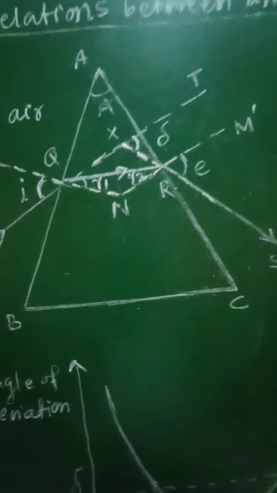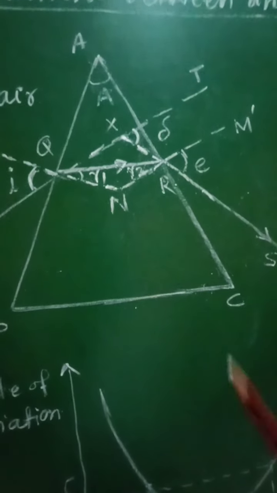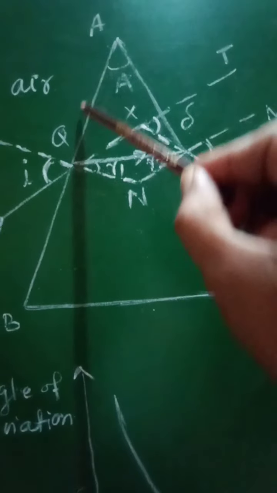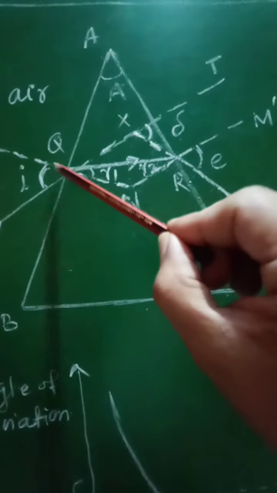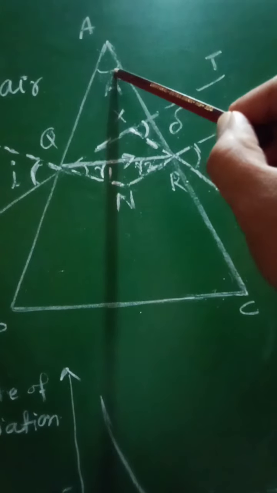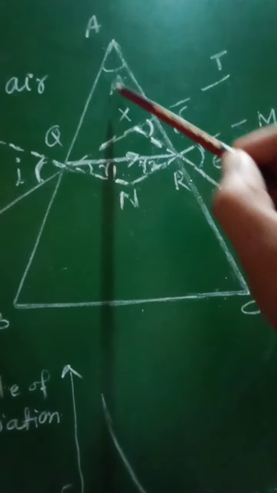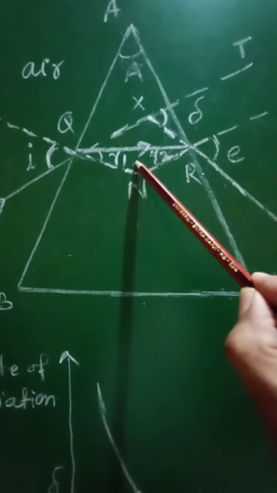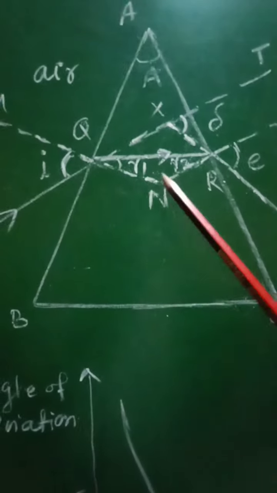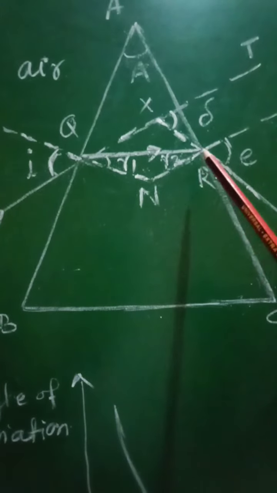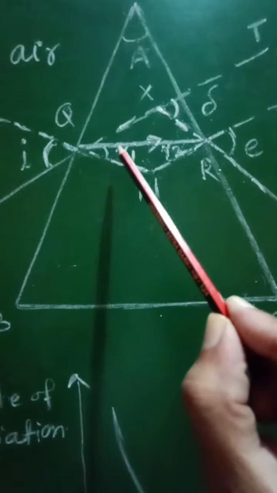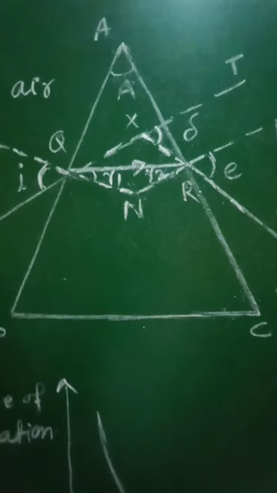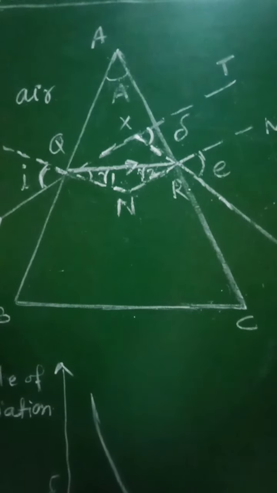Now if you consider the geometry of this figure, then quadrilateral AQNR is there. From this quadrilateral AQNR, A and this N, these two angles are opposite, and therefore the sum of their measures will be equal to 180 degree. Similarly, if you consider triangle QNR, then it is having three angles R1, R2 and QNR. Again, the sum of the measures will be equal to 180 degree.